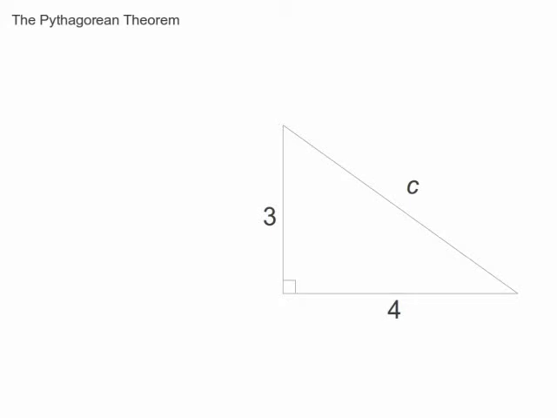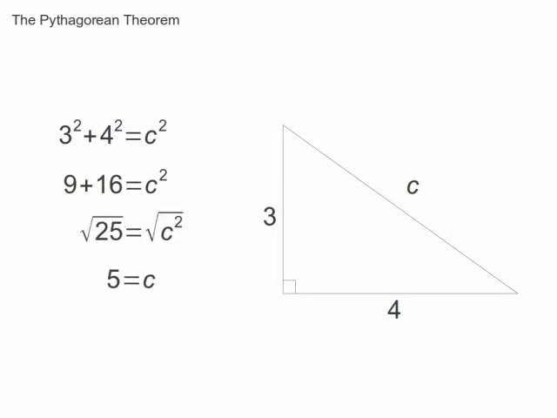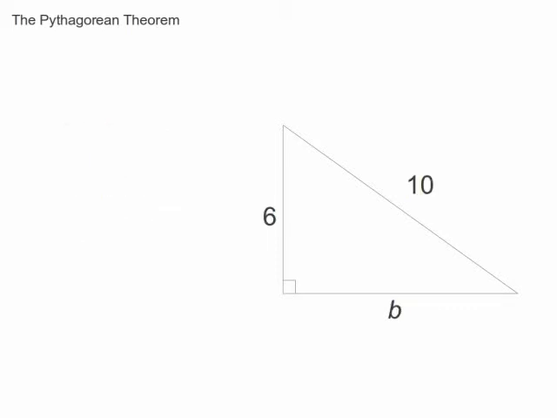To find your missing measure, plug in the two numbers you have into their proper spots and solve for the third. If you have a leg and the hypotenuse, it doesn't matter whether you solve for a or b.